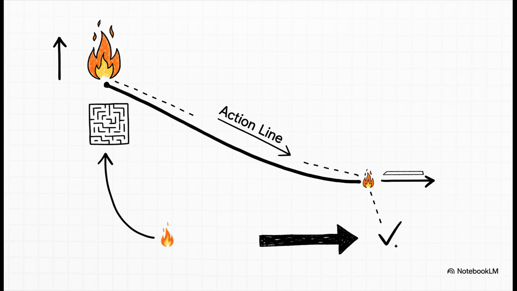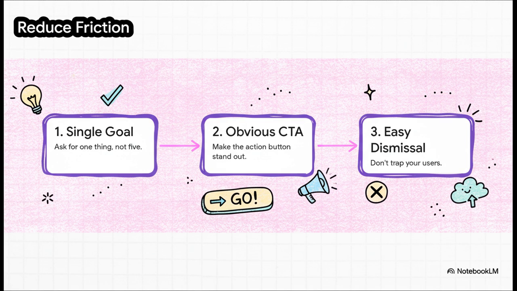If you want to convince someone to do something really hard, like, say, climb a mountain, they're going to need a ton of motivation. But if you make the action incredibly simple, like one single click, they only need a tiny little spark of motivation to get it done. So how do we make things effortless? It really boils down to 3 super simple rules.